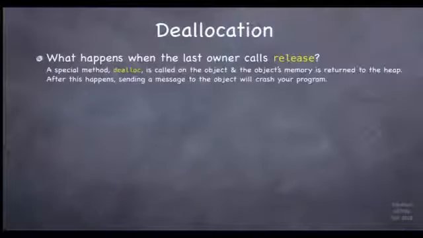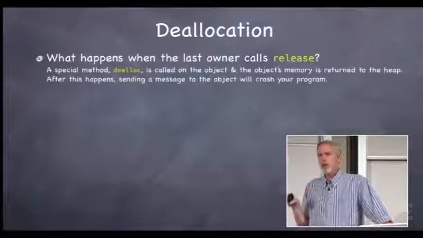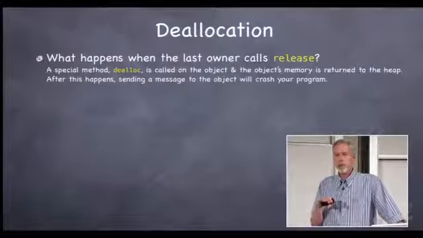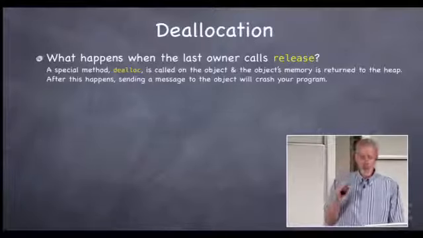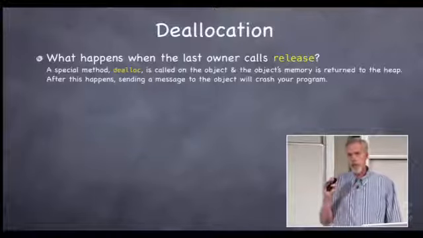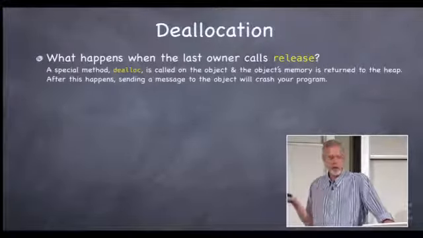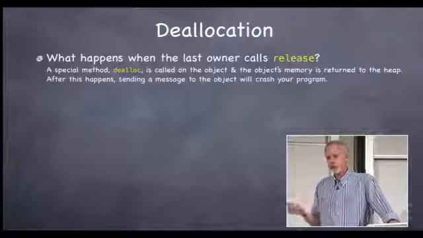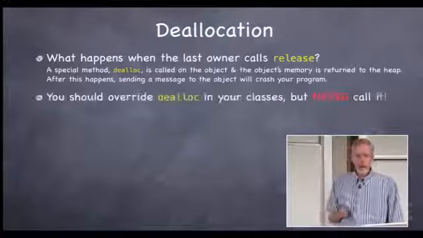Okay, deallocation. So what happens exactly when the last owner calls release? Nobody owns this object anymore. A special method in NSObject called dealloc gets called, and in addition to that, the object's memory is returned to the heap, to be reused, obviously. After this, if you call a method on that object, it will crash your program. So let's talk about dealloc.